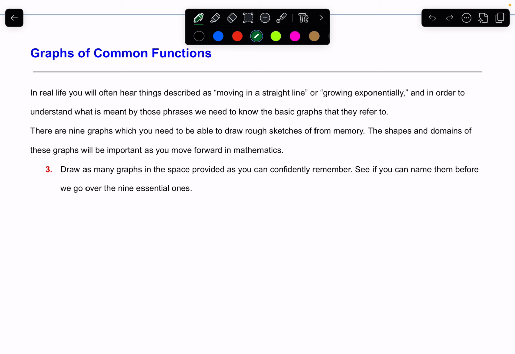So number 3, I'm not actually going to answer. Number 3 is for you to pause right now and try to draw as many as you can before I show you what they all are, and just try to see what you can come up with.